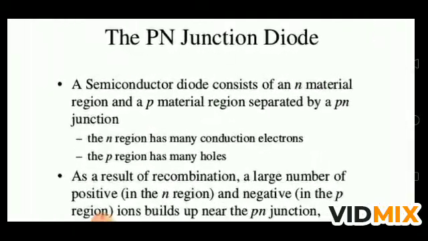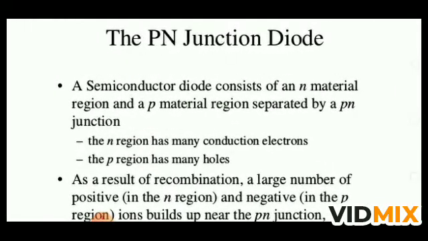Now what is a PN junction? PN junction diode. A semiconductor diode consists of an N material region and a P material region separated by a junction, and if you have seen in your NCERT book page number 478, figure number 14.10, there is a PN junction, and the formation of that PN junction is also shown over there. In that diagram, on the left hand side there is a P, and on the right hand side there is an N, and in between there is the depletion of the charge carriers like holes and electrons.